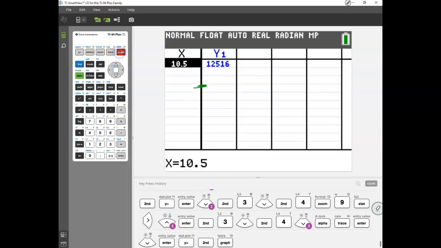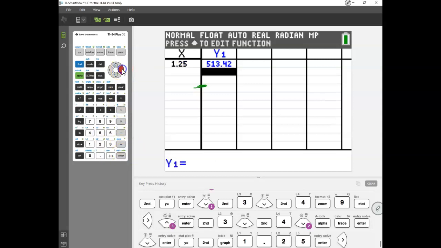So going to your table, what was it, 1.25? This is a great way to do the question. Hit enter, it'll pop out your answer. Boom, 513.42-ish. If you want more digits, you can highlight it and get more digits, because it truncates, obviously, for how many characters it allows.